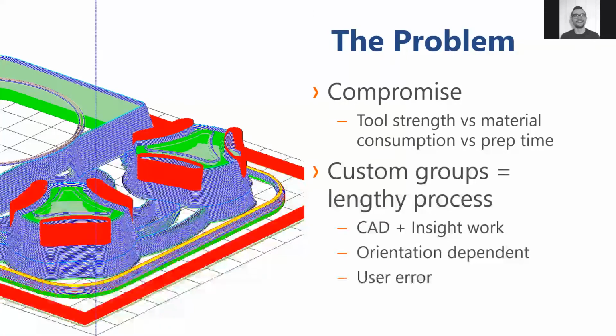The other problem really is we end up compromising. So rather than spending a lot of time doing all these different custom groups and everything like that, we'll typically just print it as solid. And of course, that's not optimal from a production standpoint, both with respect to material consumption as well as print time. We also have to take a look at the prep time, right? Again, we'll typically go full solid and just get it on the printer so we're not wasting time going through this complex multiple group workflow.